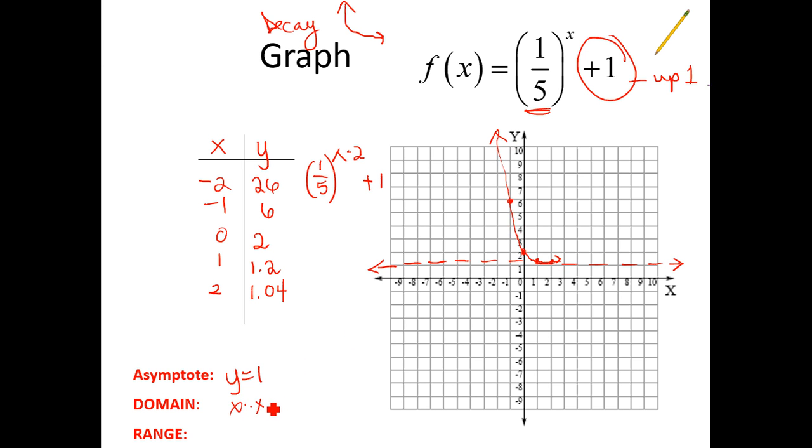Our domain is all reals, always. And our range is y such that y, all our values are above that 1, so greater than 1. All right, so that's the end of graphing.